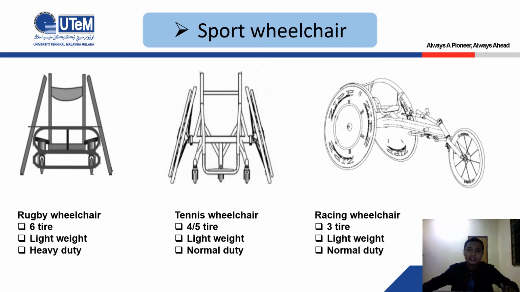And last is the racing wheelchair. This wheelchair has only 3 tires, where 2 are for rotating and the other one is for control purposes. And same as the tennis wheelchair, it is lightweight and just normal duty because usually this sport is held at a stadium where there is a track for this sport.